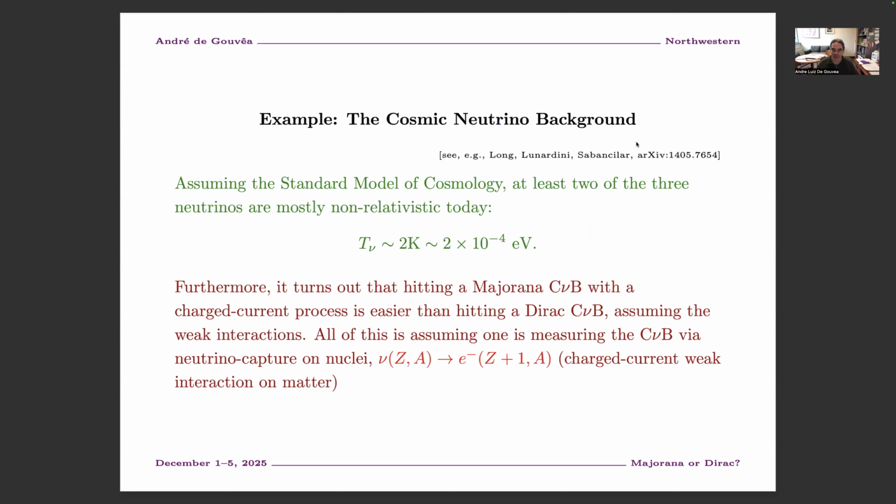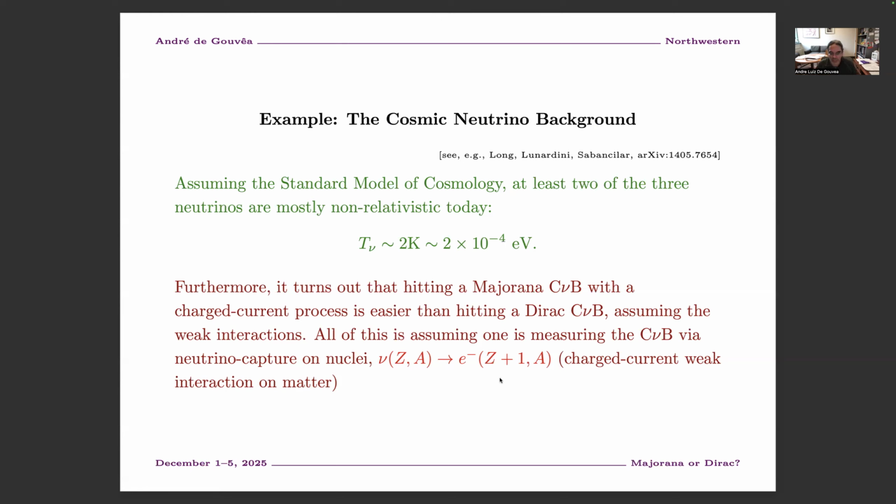So let's talk about the cosmic neutrino background. It is a thing that we know exists. We're pretty sure it's made out of neutrinos, and it's super cold today. So that means if you were to detect one of these neutrinos from the cosmic neutrino background, the typical kinetic energies are of order 10 to the minus 4 electron volts. That's a lot smaller than at least 2 of the neutrino masses. So we're definitely working with non-relativistic neutrinos. The other good thing is that there are lots of them.